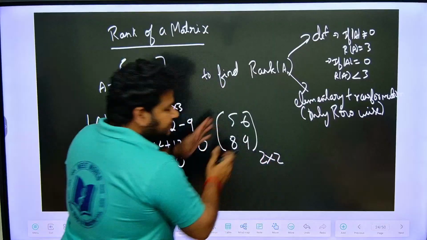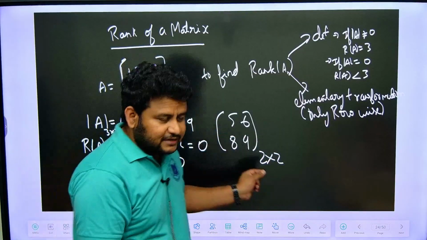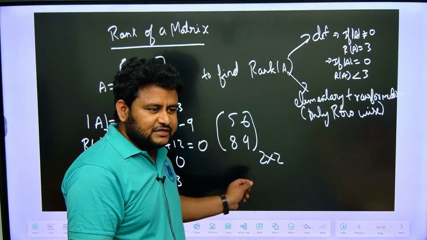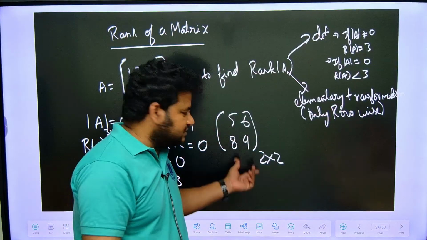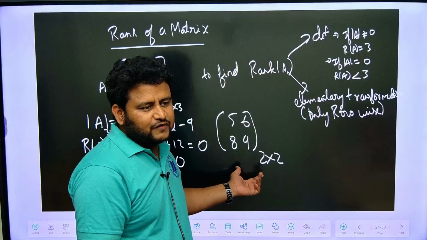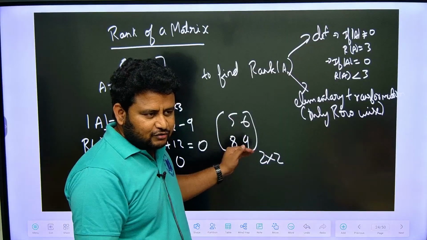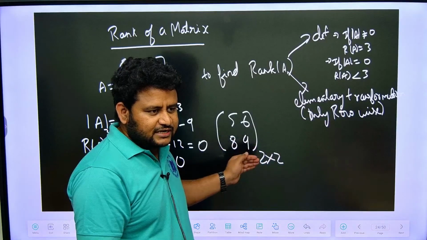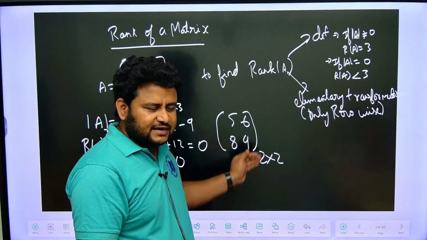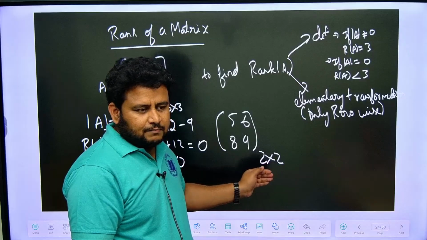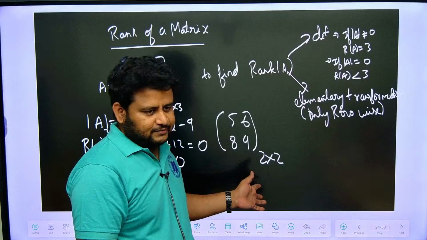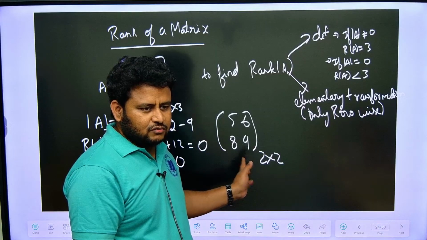Now find the determinant of this. If the determinant of this is also coming equal to 0, then directly you can write rank of A is equal to 1. But if it is coming not equal to 0, rank of A is equal to 2. So till when will you find the determinant? Till you get not equal to 0. Where you are getting not equal to 0, for 2 cross 2, then rank of A is equal to 2. But if it is coming equal to 0, rank of A is equal to 1.